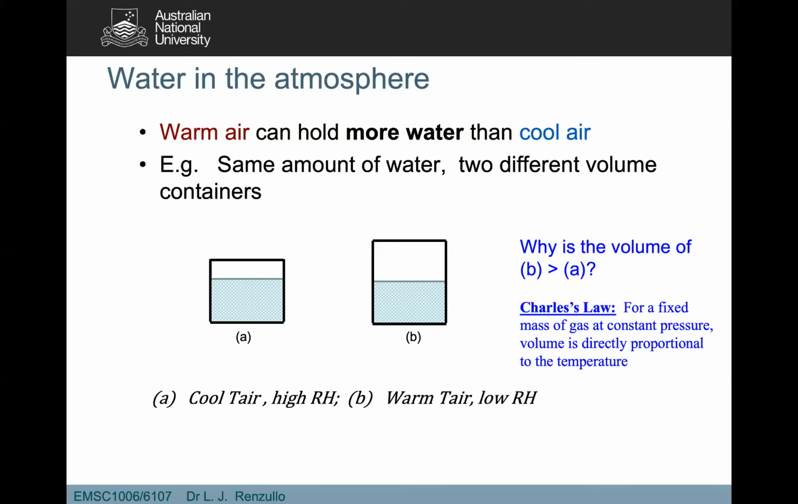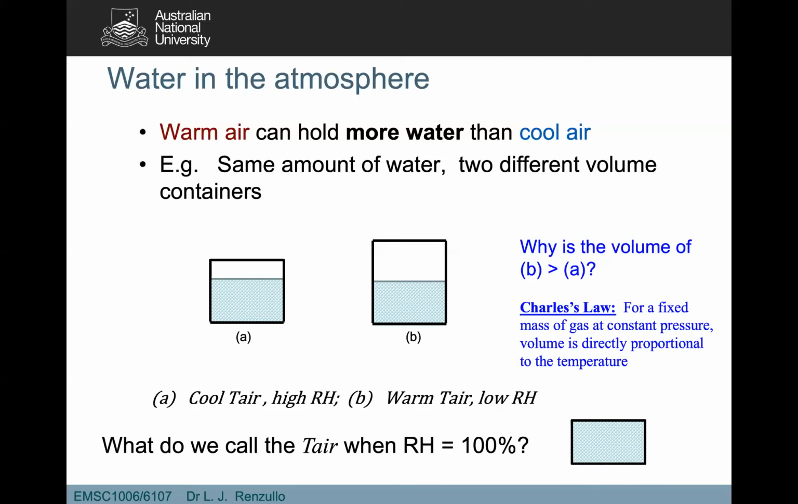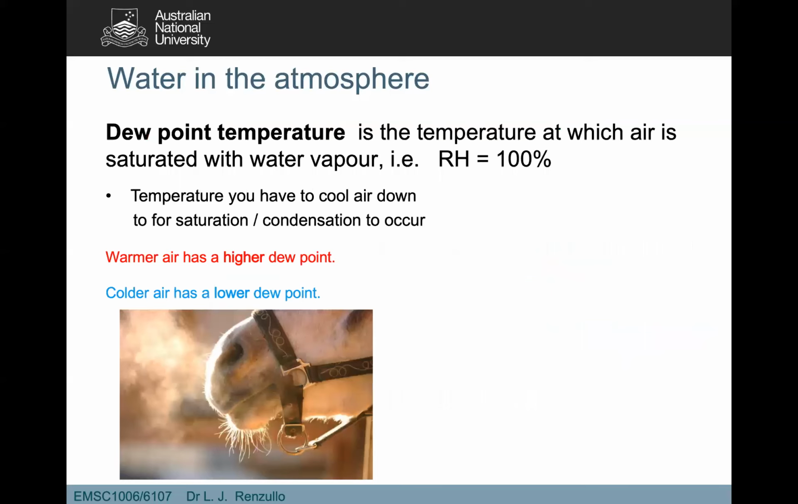What do we call air when it reaches 100% relative humidity? Well, we call that saturated, but the temperature at which the air saturates is known as dew point temperature. That's the temperature at which we'll get water transitioning from gas into liquid. Temperature has to cool down for saturation to occur. Warm air has a higher dew point.